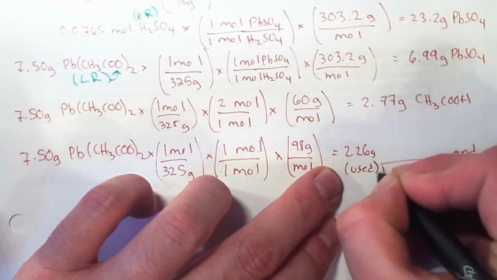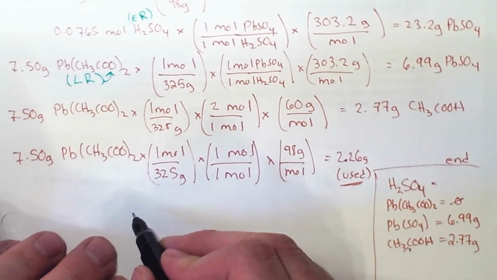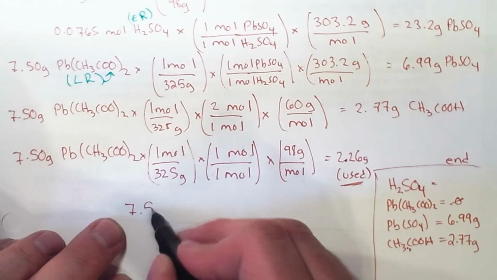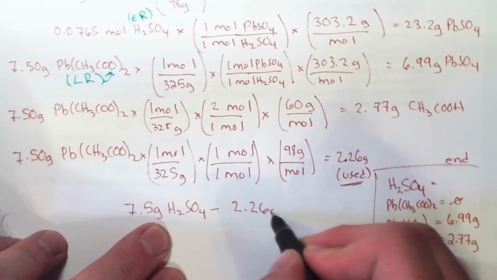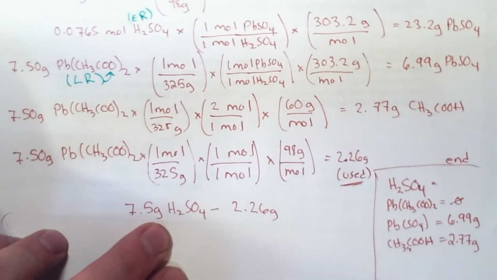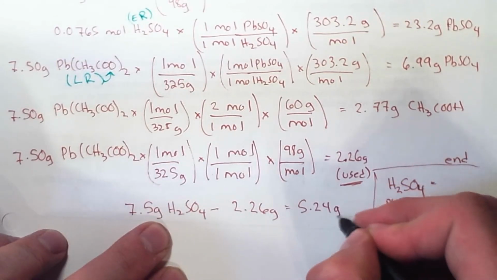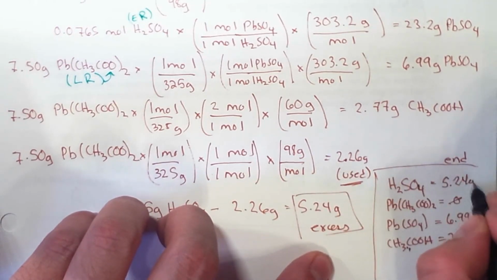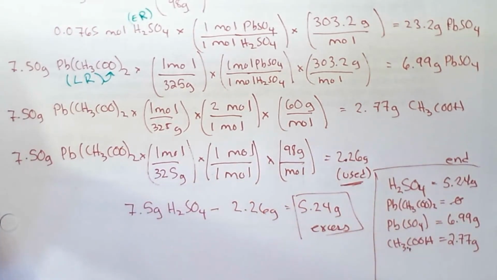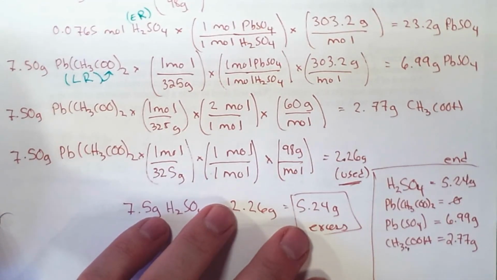And this is the one where it's really important to recognize that that's what we used. So to actually get our calculation, we have to put 7.5 grams of sulfuric acid, take away the 2.6 grams we used. Is 5.24 grams in excess. And there we go, we got everything checked off on our list, and we've answered the question.